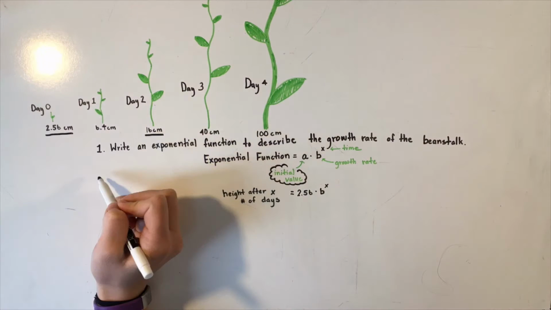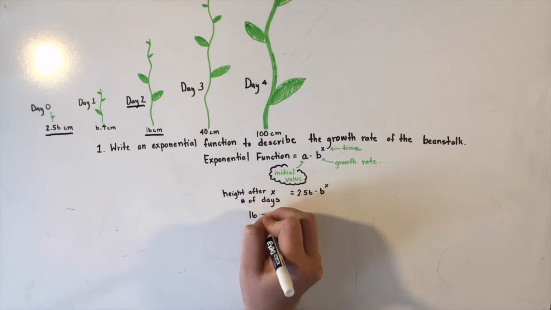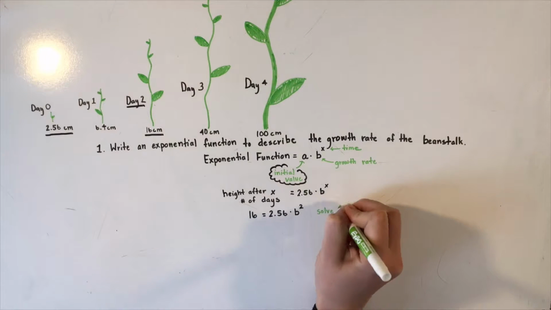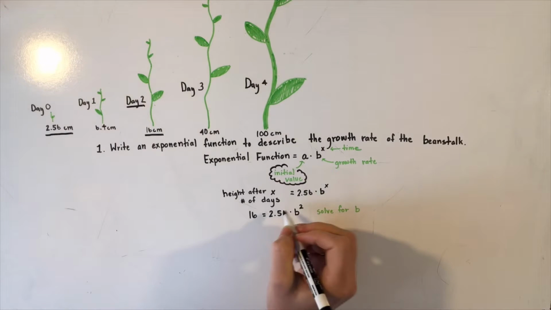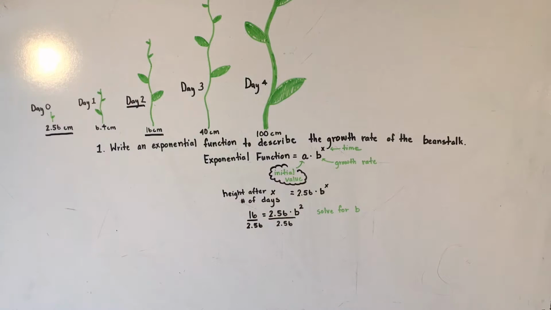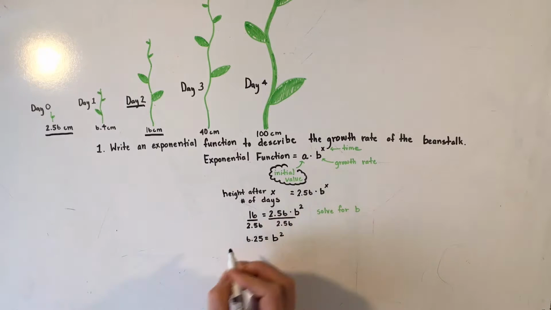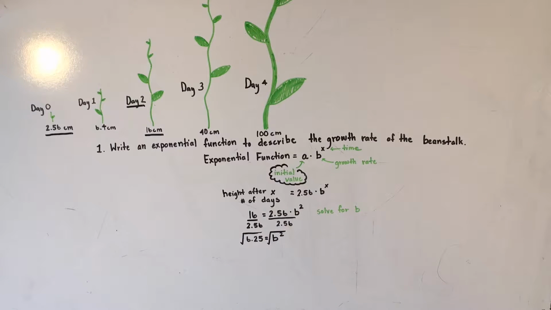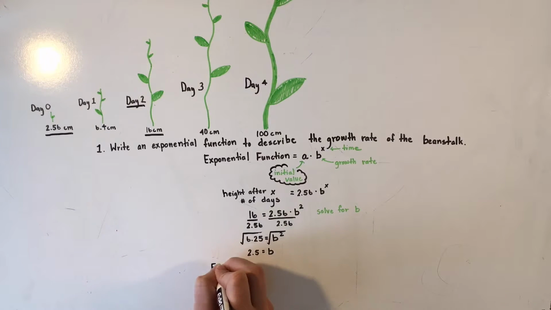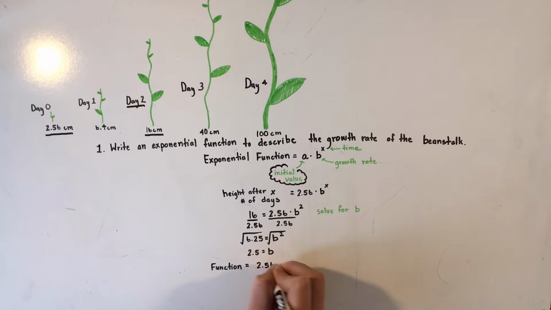We can use a second data point to help us figure out the growth rate of our plant. Substituting 2 in for time and 16 in for the height, we can now solve our equation for b using our solving equation steps. Undo the multiplication by dividing both sides by 2.56. Then, to get b by itself, undo the square by taking the square root of both sides. Now you have the growth rate of your plant and can finish writing your function.